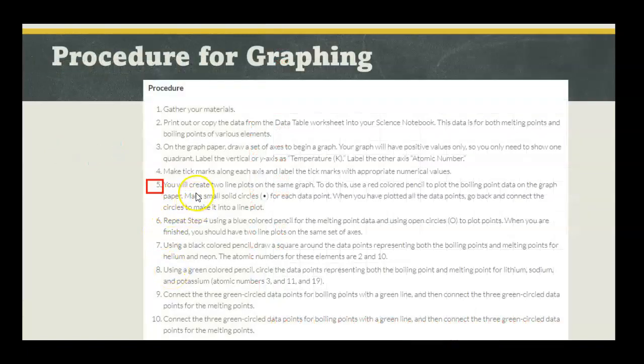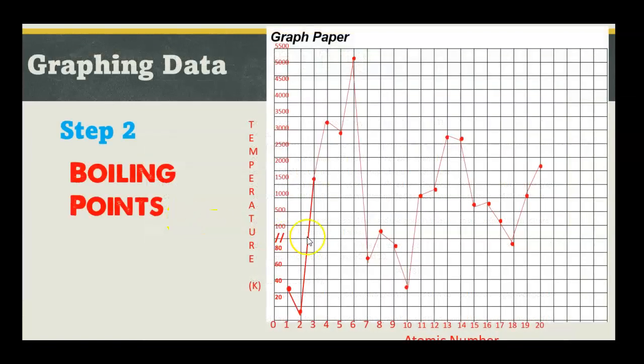It's asking us from there that we're going to create 2 plot lines on this graph. We're going to do boiling points and melting points. So we're going to use a red colored pencil to graph those boiling points. And to do that, we're going to make a solid red circle for each data point. And so when we've plotted all that data, we're going to go back and connect those. So if we go on to the next slide, this gives you an idea of what it looks like, but I'm going to show you how to get started on that.